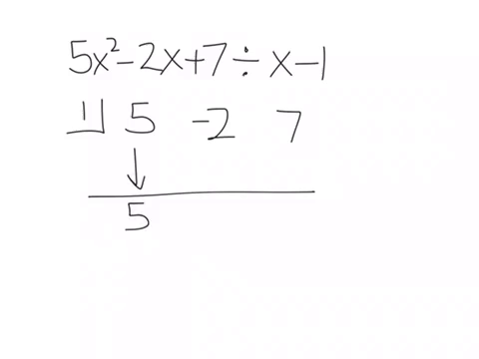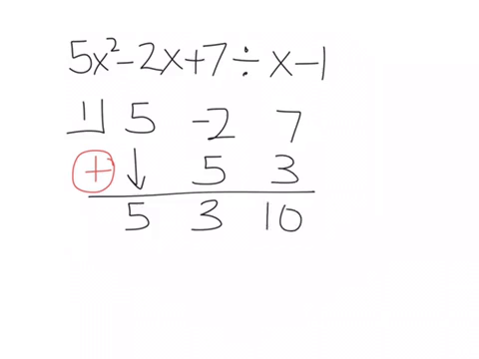And then we multiply by 1, so we get 5. And as a reminder, we add. So now we're going to get 3 here. We multiply by 1, we're multiplying by whatever's in the box. And we add, and we have 10. So this means that our final answer here is 5x plus 3 with a remainder of 10.